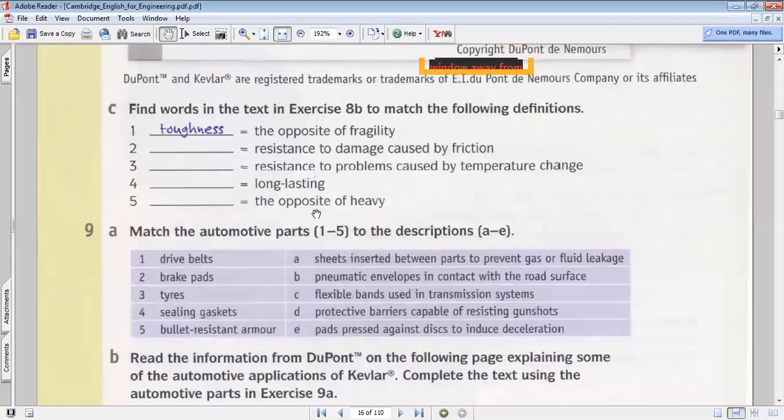match the automotive parts. هسا في عندي automotive parts يعني أجزاء من السيارة. From 1 to 5, we have drive belts, يعني you know drive belts كشطان. Belt means حزام الأمان or الكشاط. Drive belts. We have brake pads, اللي هي مخدات البريكات التي نضعها على الدرم.